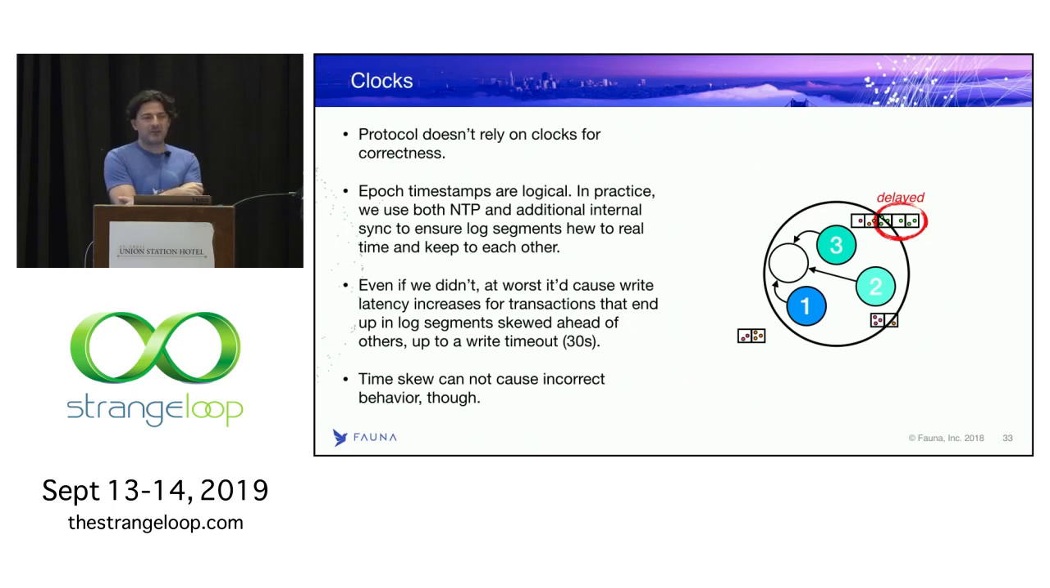In practice, on our own deployment, we do use NTP, and God so help me, I had to write an internal sync protocol, which I would never claim is correct. But again, fortunately, we don't need clocks for correctness. We just need to ensure that the epochs in different log segments roughly keep to each other, and if possible, also hew to the real time. So these are nice properties to have.